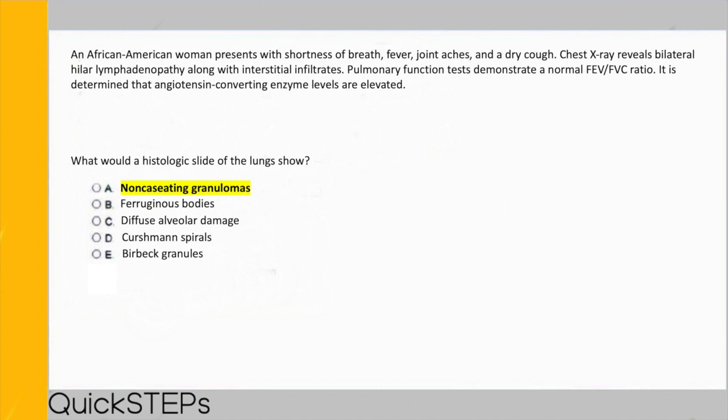What are ferruginous bodies associated with? You should be saying asbestos right about now. How about diffuse alveolar damage? That's ARDS. How about Curschmann spirals? That's asthma. Right, that's the sputum that comes up. How about Birbeck granules? We actually covered this in the last video. That has to do with Langerhans histiocytosis, right? Birbeck granules are only found in Langerhans cells, which are modified dendritic cells.